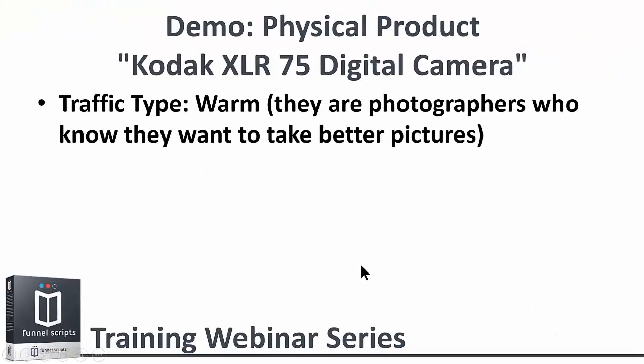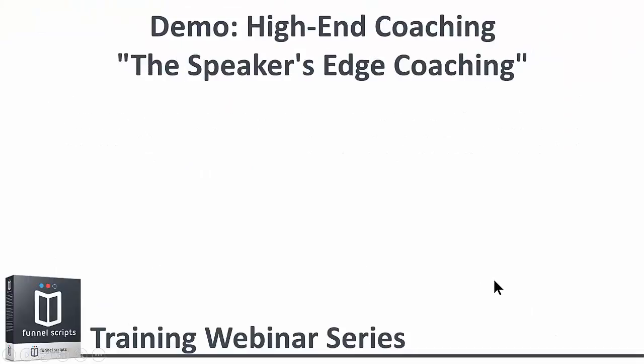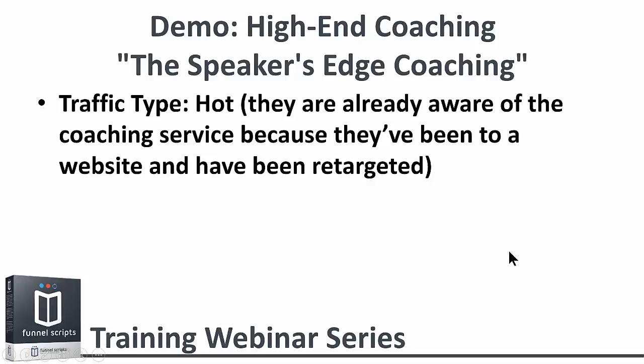So that was a physical camera. Next, let's say you wanted to advertise high-end coaching. So we'll call this the Speaker's Edge coaching. So let's say that somebody already had a retargeting pixel on their site. So they were going after people who had been to their site, who were already aware of their coaching. Maybe they're doing webinars and paid ads and other stuff. And now they wanted to run ads to people who were aware of what they had to offer, but had, for whatever reason, not signed up yet.